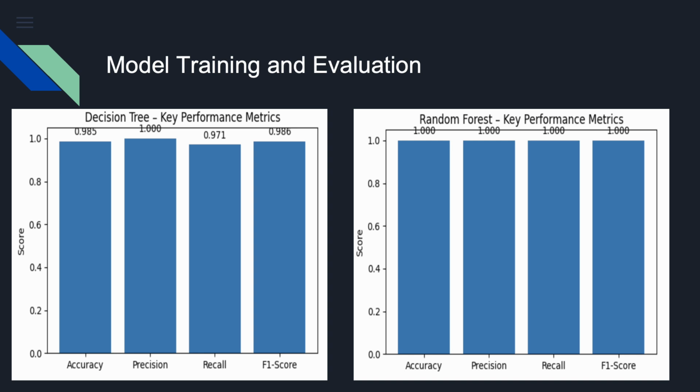Here is our model training and evaluation part. The slide shows the training and evaluation of our models. On the left, the decision tree performed quite well, with accuracy close to 99%, but recall was slightly lower. On the right, the random forest clearly outperformed it, achieving perfect scores on all metrics. This shows random forest is more stable and reliable than a single decision tree.